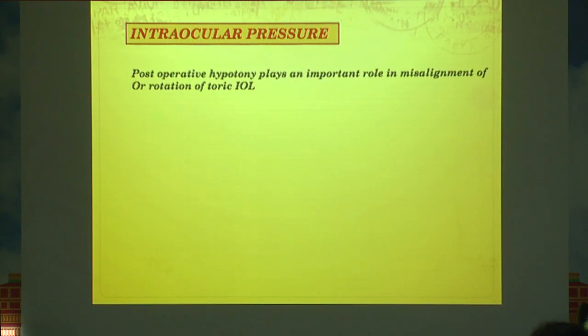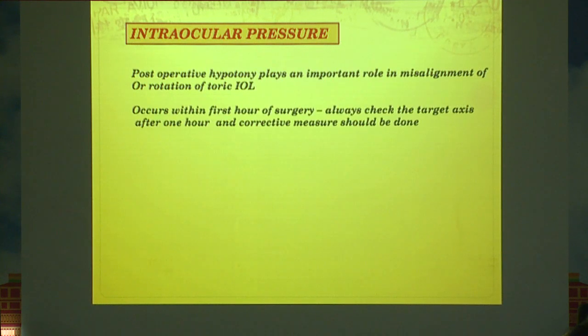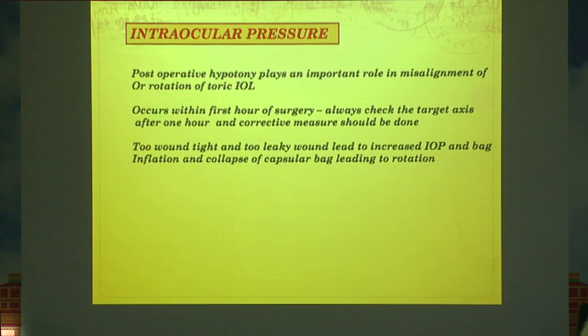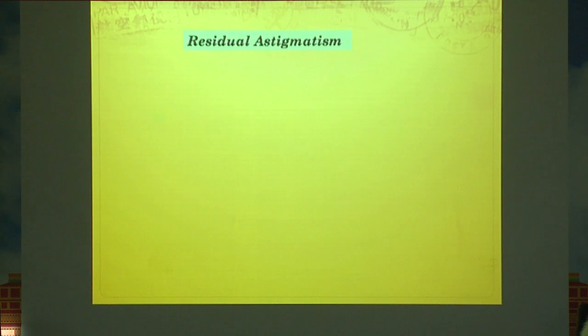intraocular pressure, like postoperative hypertony, plays an important role in misalignment or rotation of the toric IOL, and it occurs within the first hour of the surgery. So always check the target axis after 1 hour, and corrective measures should be done. Too tight a wound and too leaky a wound lead to increased IOP and bag inflation and collapse of the capsular bag, leading to the rotation. So try to remain within the physiologic range.